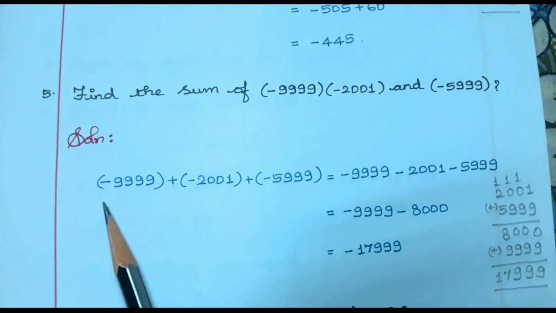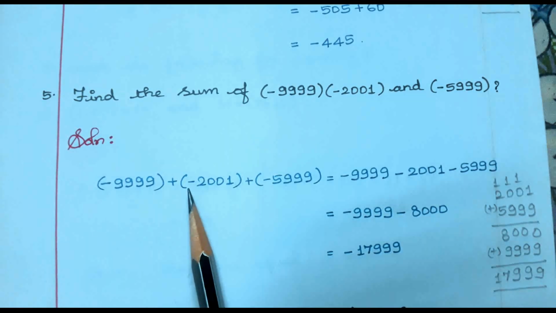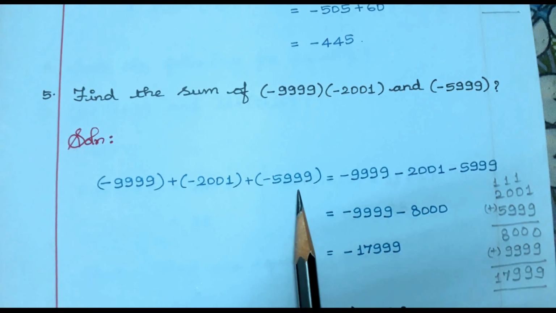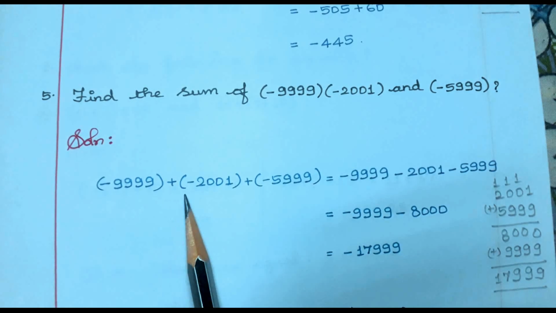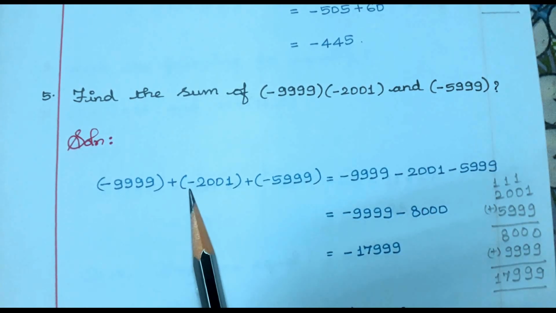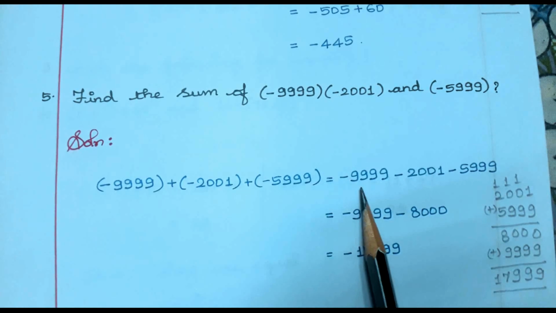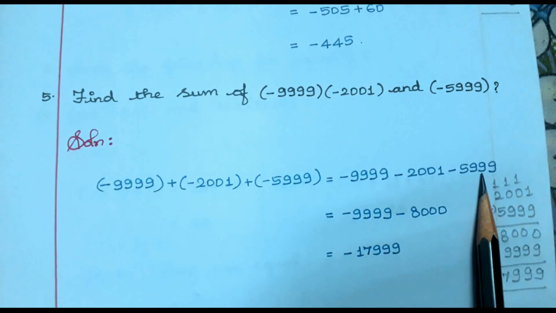So solution: minus 9999 plus minus 2001 plus minus 5999. Already we have seen that if both the signs are there with the connection of brackets, we have to use multiplication of integers. So plus into minus is minus and plus into minus is minus. So minus 9999 minus 2001 minus 5999.